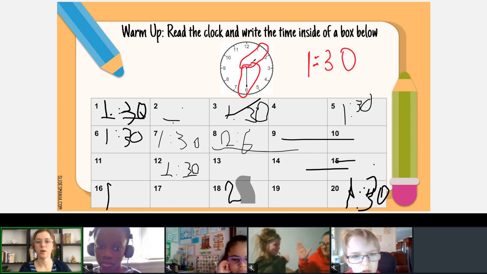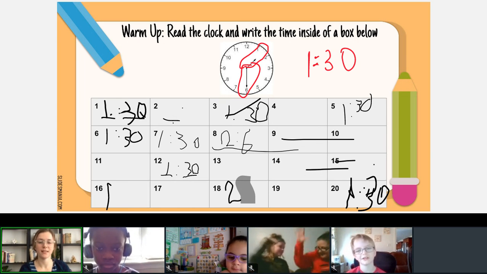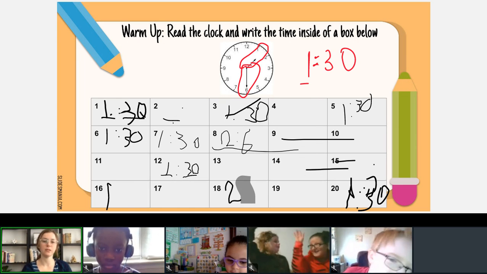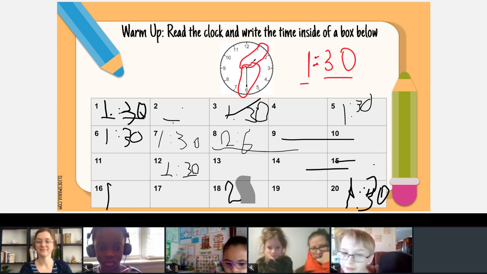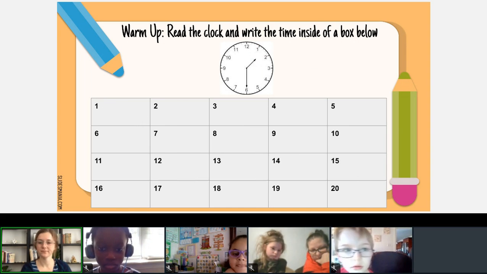Our time is 1:30 because the hour hand is in between the 1 and the 2, so that makes it 1. And our minute hand is pointed at the 6, which makes it 30. 1:30. Thank you for using your tools correctly, everybody.